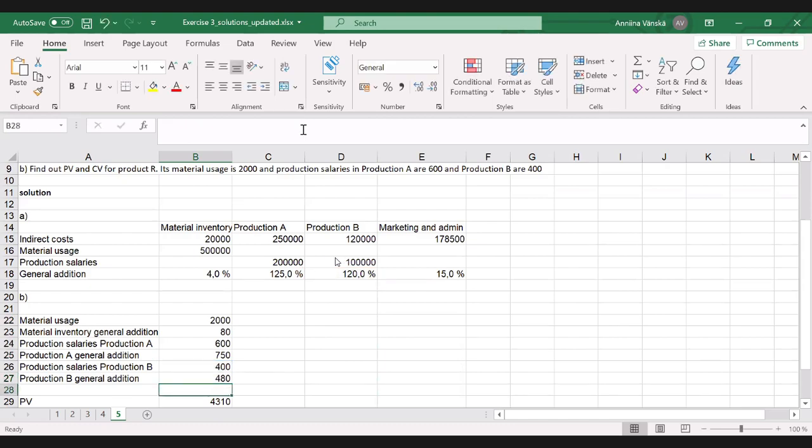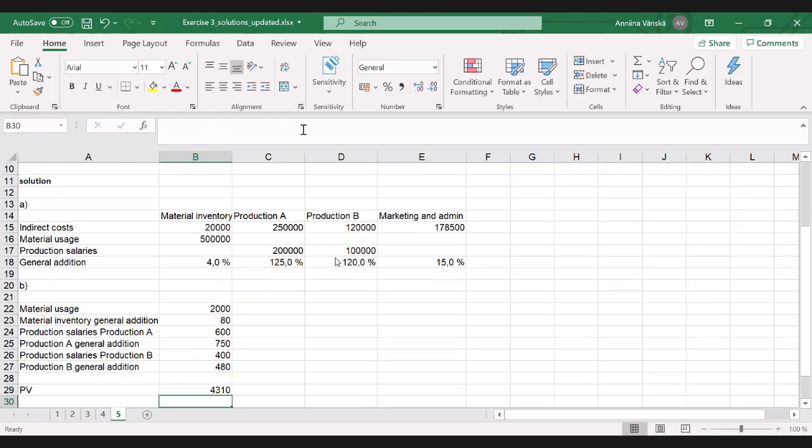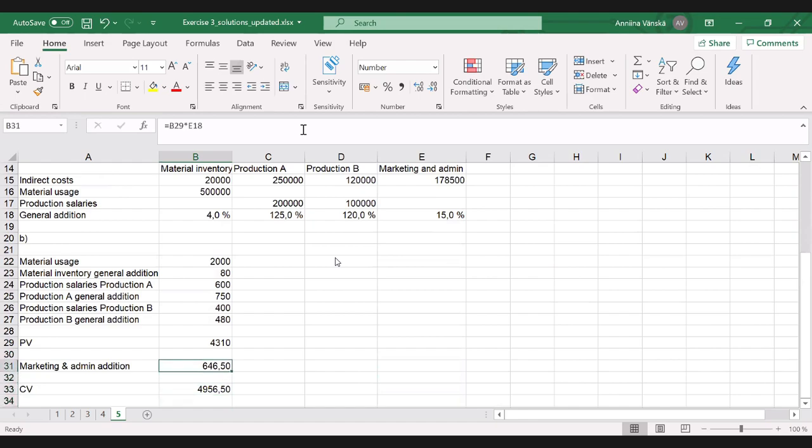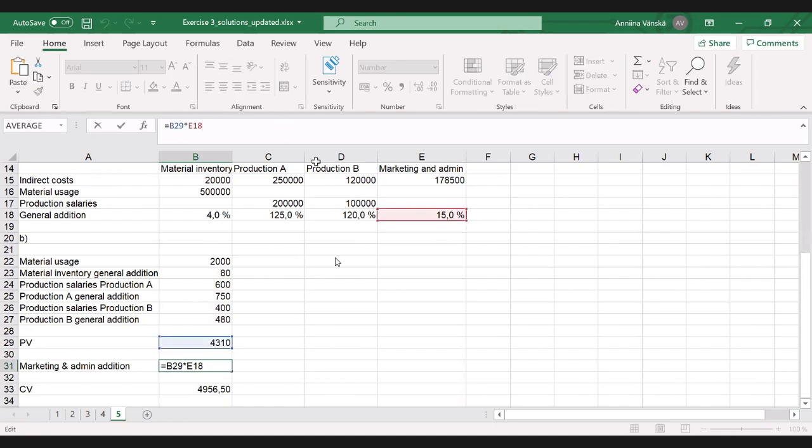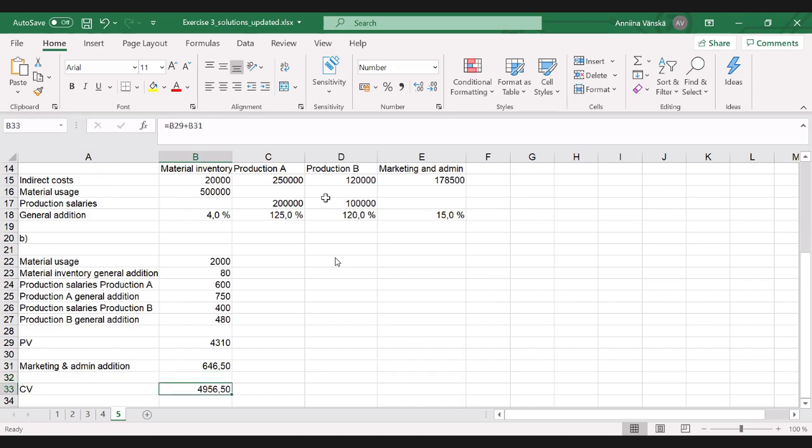Calculating these all together is giving us the production value. And then adding also the marketing and admin. Marketing and admin on top of the production value will give us the cost value.